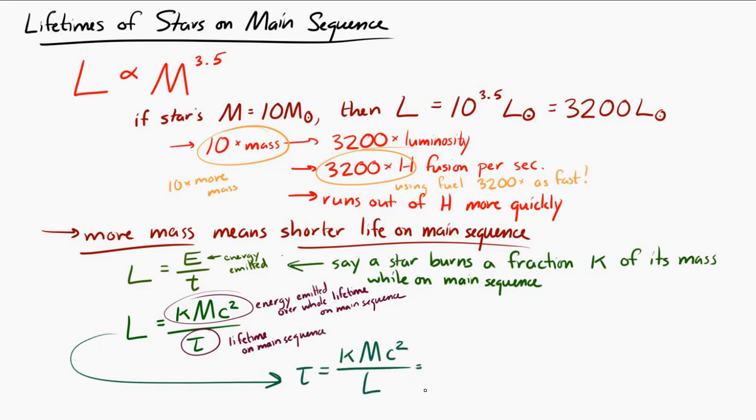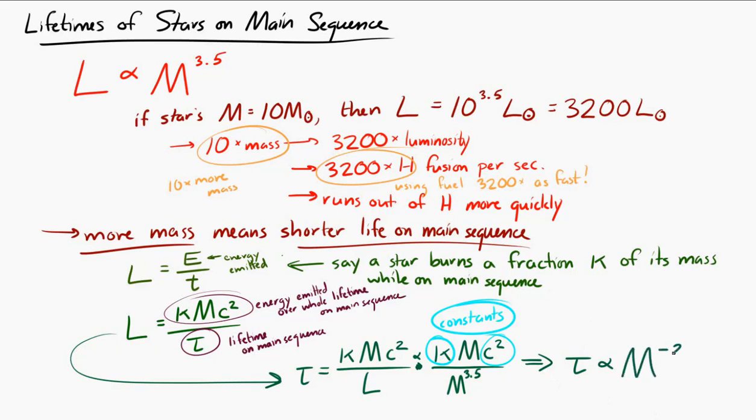And we know that the luminosity is proportional to m to the 3.5 power. So we can set up a proportion, kappa m c squared over m to the 3.5. So the lifetime of the star is proportional to kappa c squared m to the minus 2.5. The lifetime of a star is proportional to mass to the minus 2.5 power.